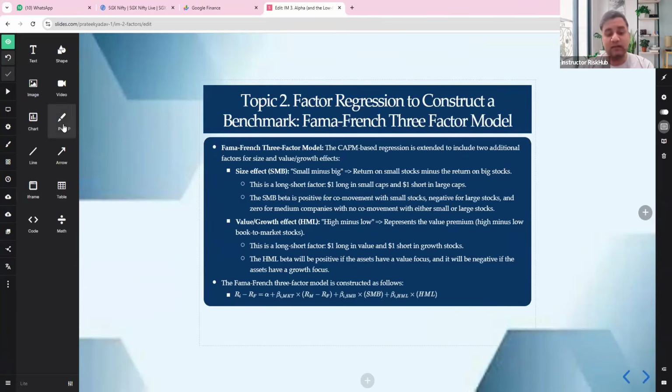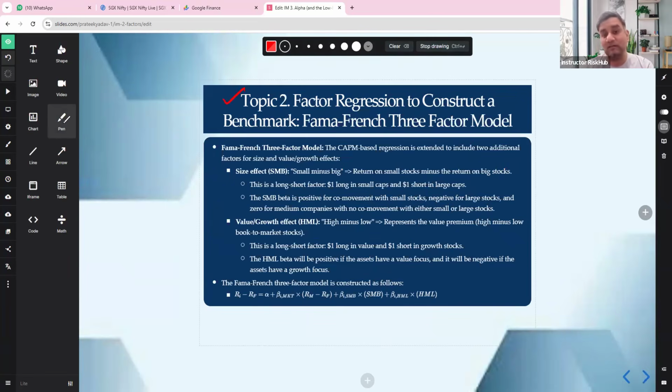Then we go into the next part, which is factor regression to construct a benchmark, Fama French. We are getting to the next model, the Fama French three-factor model. So we are extending the CAPM. We are saying that CAPM is not enough. CAPM assumes only market risk matters, but empirically often there are other patterns that also exist. Two additional factors which you studied in FRM Part 1 also: one was the size effect, SMB, one was the value growth effect, HML.